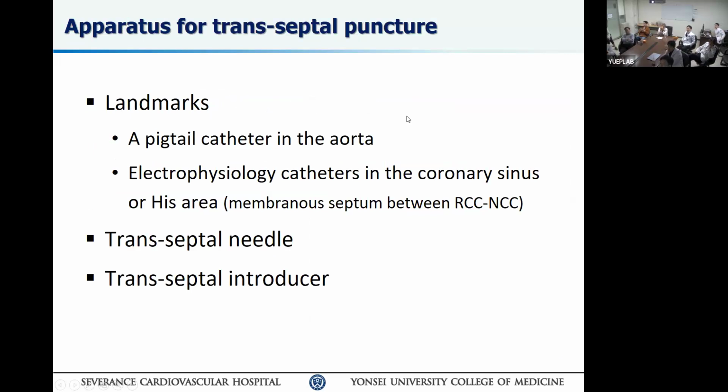There are several landmarks for transseptal puncture. Usually, we don't put a pigtail catheter in the aorta, but several EP catheters can show you where the aorta is, such as the quadripolar catheter in the His area, which represents the membranous septum between RCC and LCC. And also the catheter in the coronary sinus shows you another landmark, which I will illustrate in the following figures.